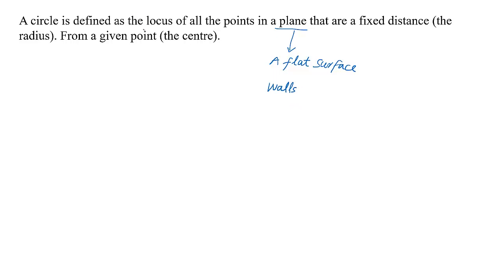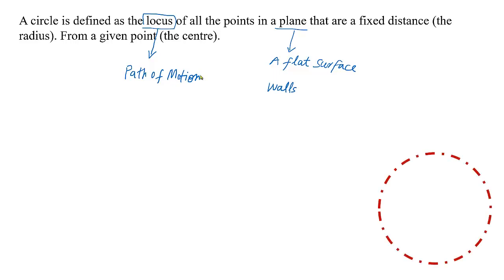And if you draw a locus, a locus is the path of motion. When you move from one place to another place, it is the path of your motion. So if you move in such a way that the path of your motion is a kind of circle, for example like this, this is the locus, the path of your motion, and this path is called a circle.